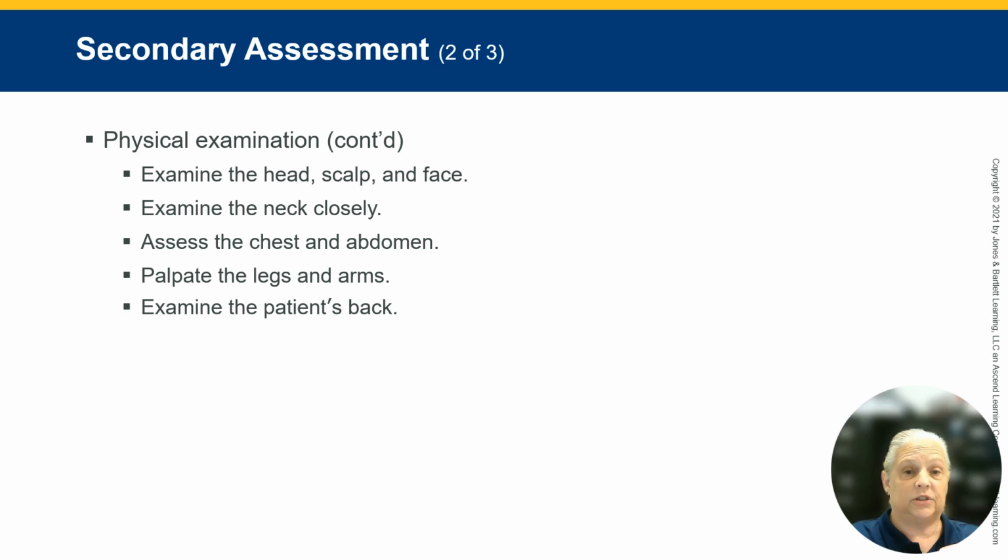You're going to palpate your chest. You're going to go ahead, palpate your abdomen. Go down both legs, both arms. Roll your patient to their side. Check the back, the buttocks, and the back of the legs, looking for any kind of abnormalities.